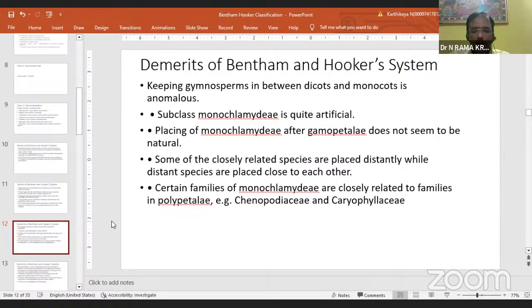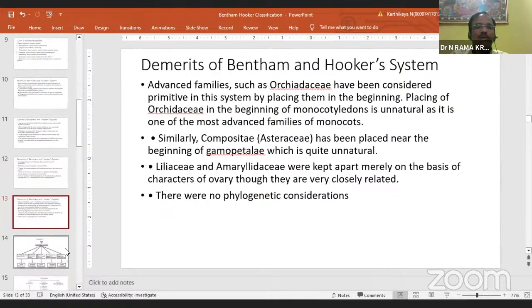So now you see some of the advanced families, such as Compositae and Orchidaceae, have been considered primitive in placing them at the beginning of Gamopetalae. So monocot. These are some of the demerits. Advanced families are treated as primitive, and primitive characters are treated as advanced. Entire classification is phylogenetic, but some members are not in phylogenetic order.